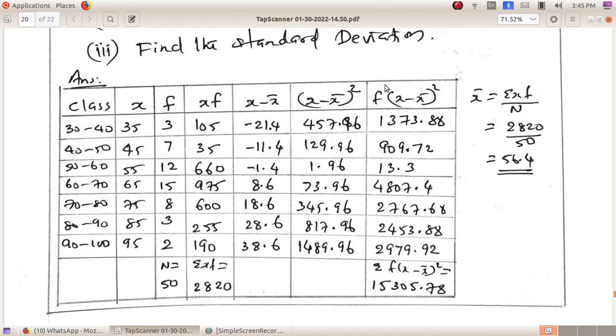Then f into x minus x bar whole square. F is this one. So you multiply this column and this column. 3 into 457.96. Then you will get this column. Then you add these numbers. That is sigma f into x minus x bar whole square. So the answer is 15305.7. So that is all about the table regarding standard deviation.